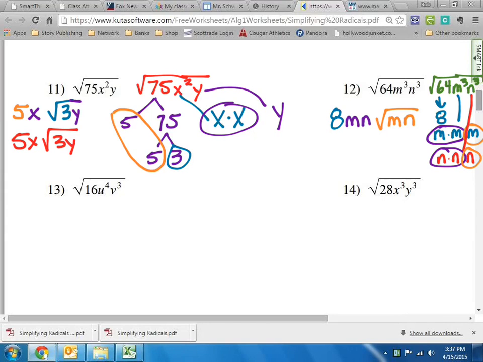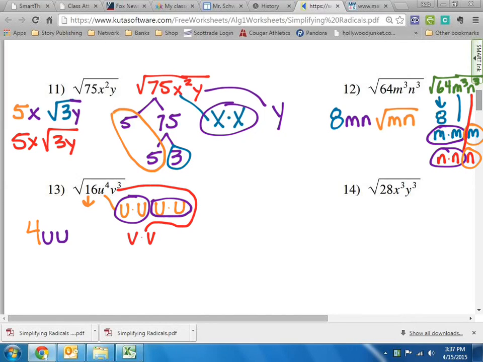We'll quickly go through number 13 here. Again, I recognize 16. Oh, it's a perfect square. Perfect. All right, u to the 4th. So that means u times u times u times u. And again, we're looking for pairs that we can pull out of the radical. So I have a pair here, so I have a u. And I have another pair, so I have another u. Perfect, so everything's coming out of the radical. This is fantastic. And then we have the v's, which we'll put right here.